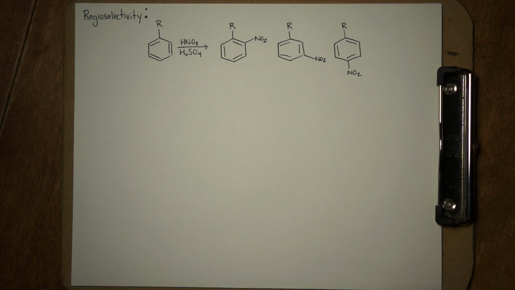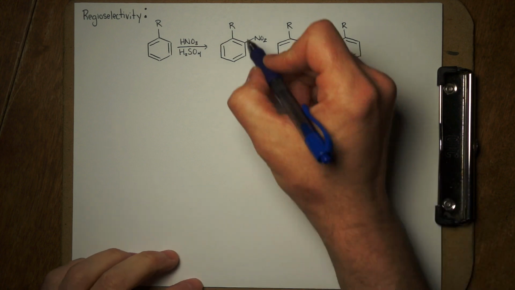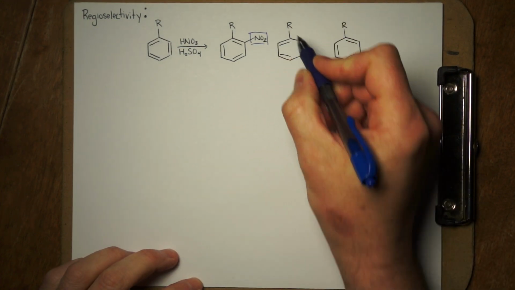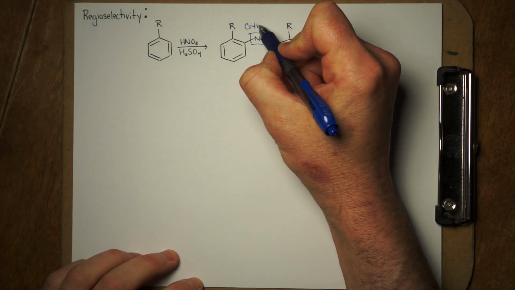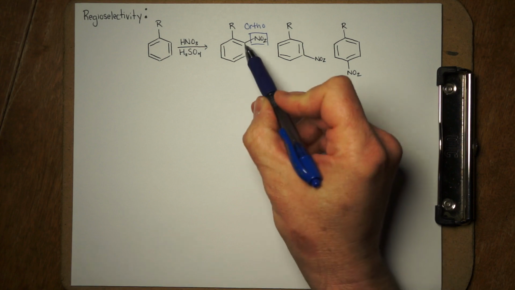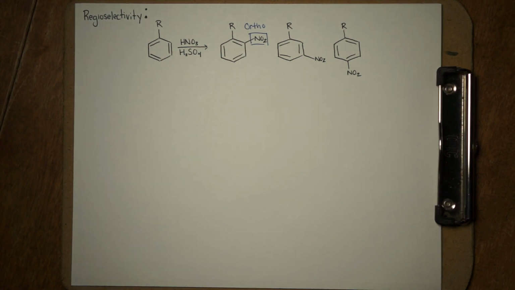So first, a little bit of terminology to differentiate these products in the position where the substitution occurs. You can see the first product, that nitro substituent, is one bond away from where the R group is on the ring. And so we refer to this position and this type of substitution as ortho substitution, and this position relative to the R group as the ortho position.